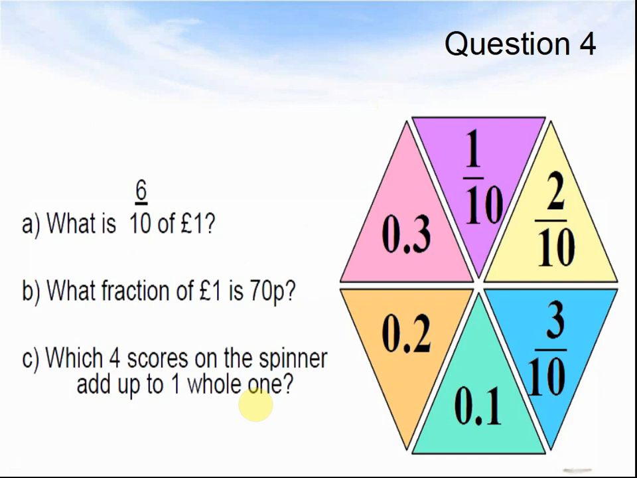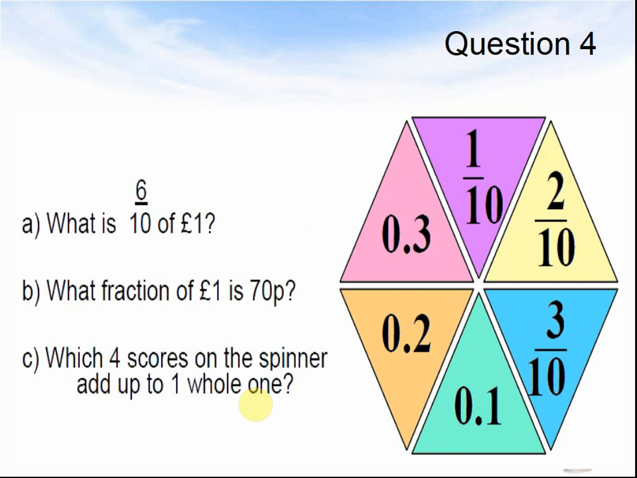Question 4. What is 6/10 of £1? What fraction of £1 is 70 pence? Which 4 scores on the spinner add up to 1 whole one? Pause the video until you are ready to see the answers.